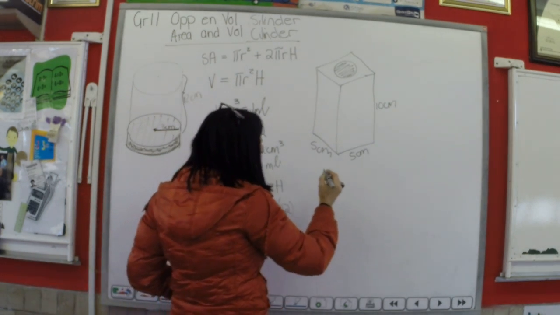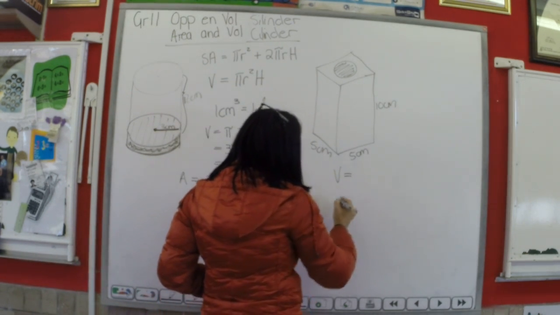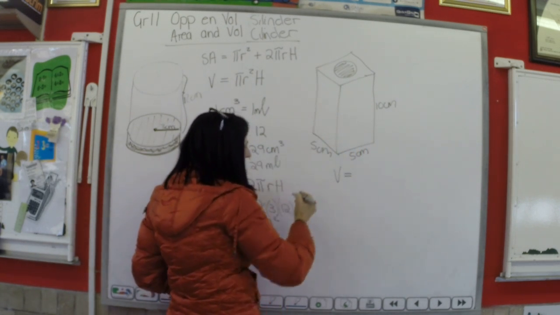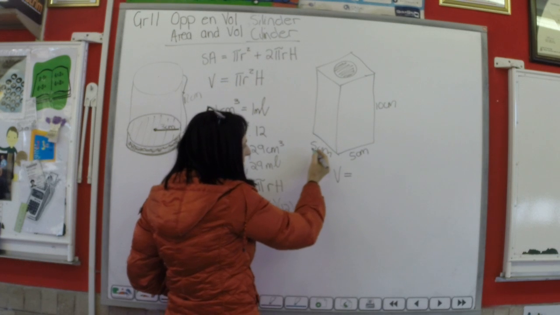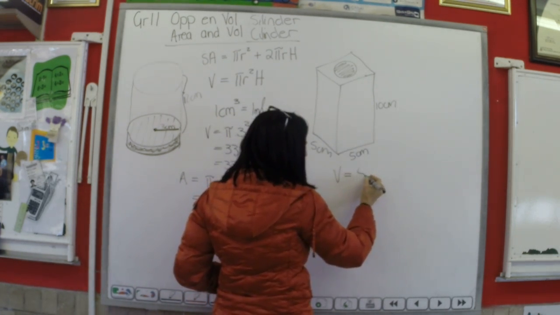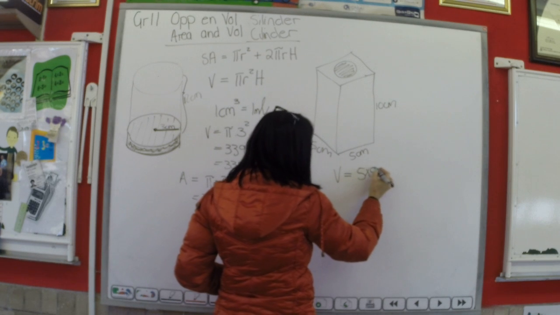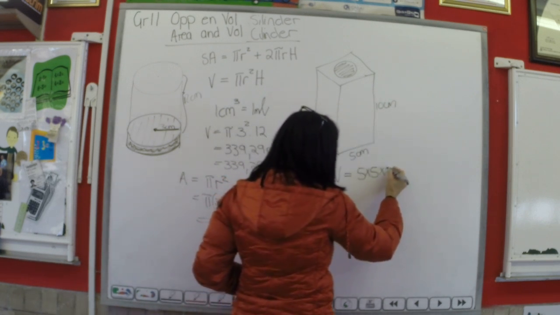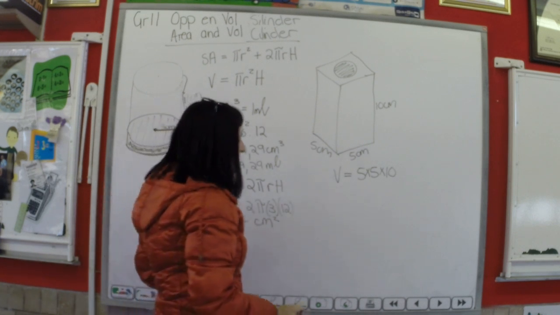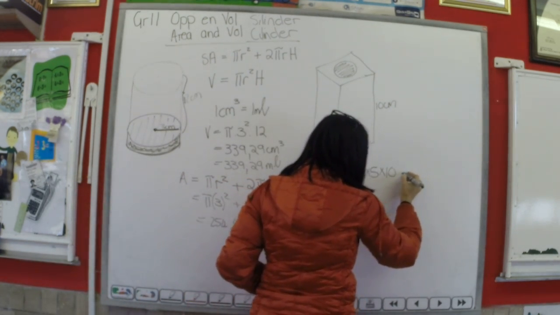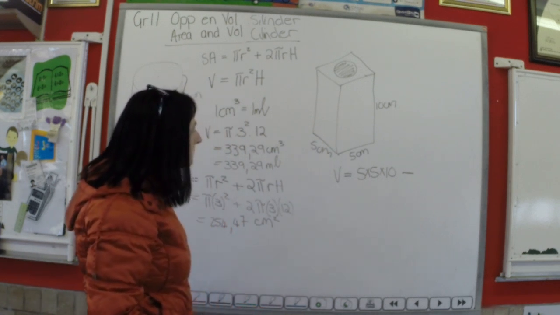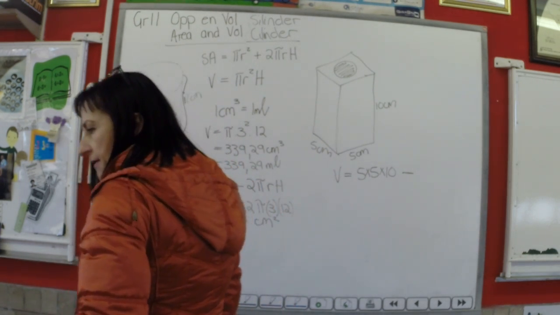So kom ons gaan kyk na die volume van hierdie vierkant gebaseerde prisma. So dit is die oppervlakte van die basis. So dit is 5 x 5, that's a square. 5 times 5, okay, times the height. Okay, that's the volume of the square-based prism. And I've got to subtract now the volume of the cylinder.